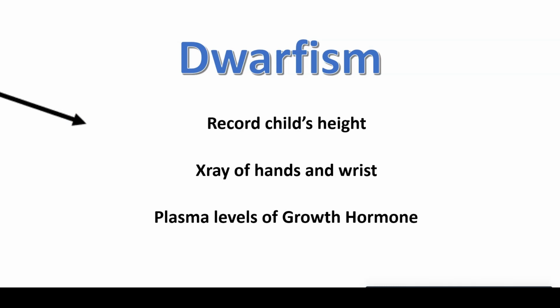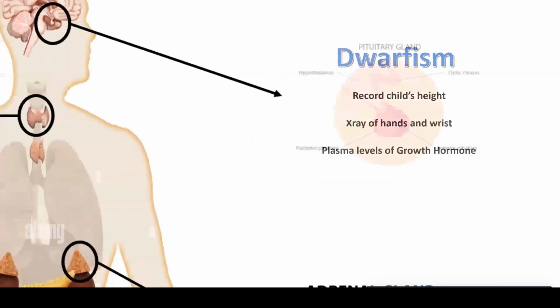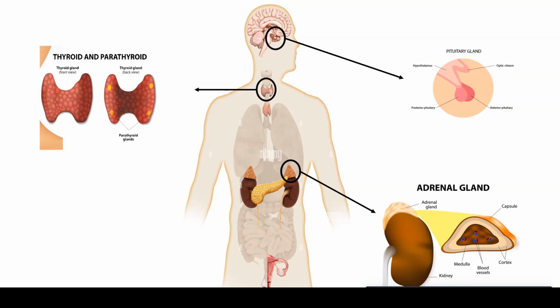Okay, so how do you diagnose it? You can record the child's height. If the child's height is not increasing in their childhood and teenage, then that is a very good sign that the child might have dwarfism. You can do X-ray of hands and wrist for the definitive features, and obviously the plasma levels of growth hormone will be decreased. Okay, so that was pituitary gland.